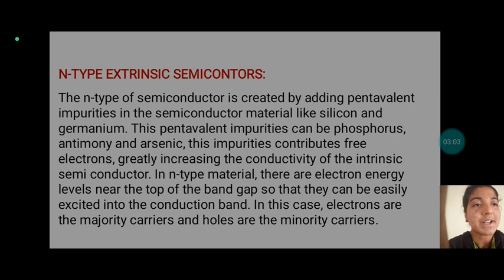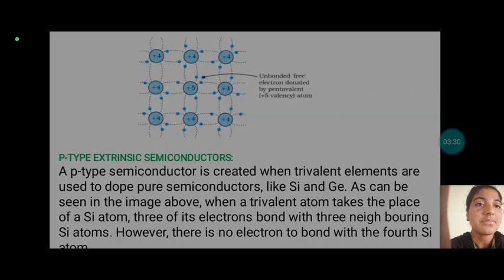In N-type material, there are electron energy levels near the top of the band gap so that they can be easily excited into the conduction band. In this case, electrons are majority carriers and holes are minority carriers.